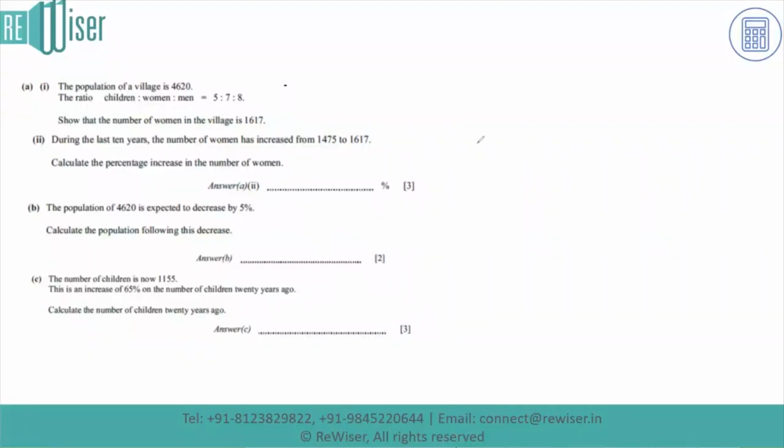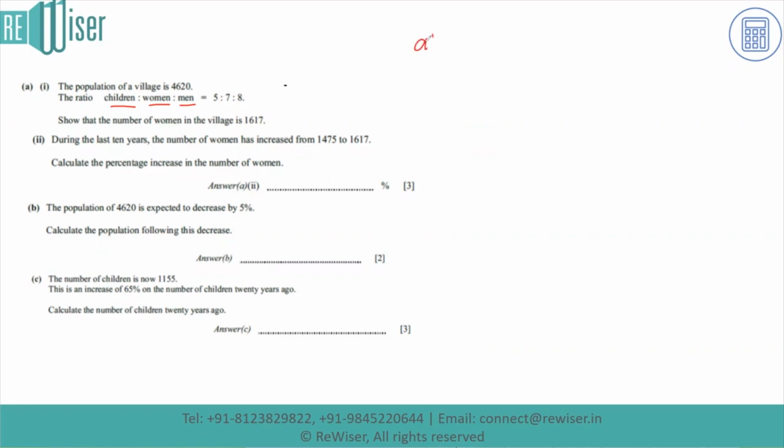In this question, we are talking about the population of a village, which is 4,620. The ratio of children to women to men is given in the ratio of 5 is to 7 is to 8. Show that the number of women in the village is 1617.